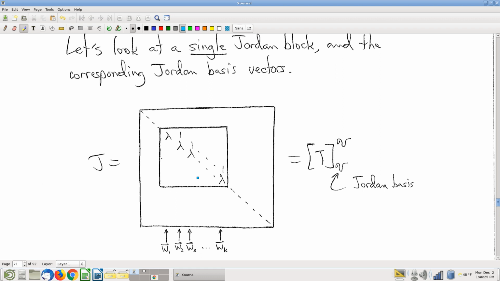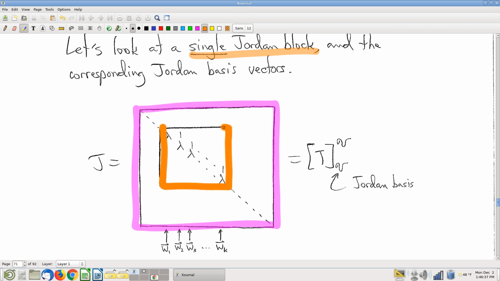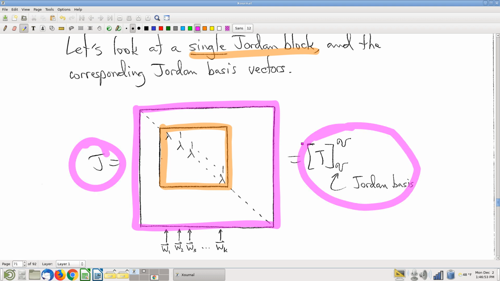So recall we know this thing called a Jordan canonical form. Inside of Jordan canonical form are these eigenvalue blocks, inside of which are basic Jordan blocks. So let's look at a single basic Jordan block. Keep in mind, in this Jordan form, we're representing a linear transformation with respect to a basis. And with respect to what basis? Well, a Jordan basis.